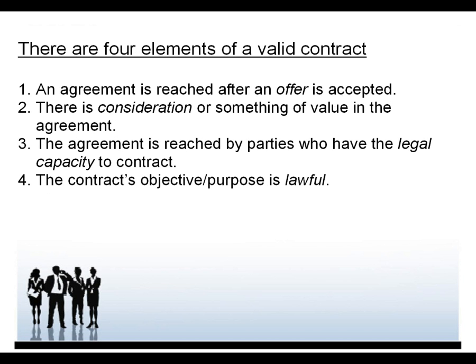4 elements to a valid contract. An agreement is reached after an offer is accepted. There is consideration or something of value in the agreement. The agreement is reached by parties who have the legal capacity to contract, and the contract's objective or purpose is lawful.